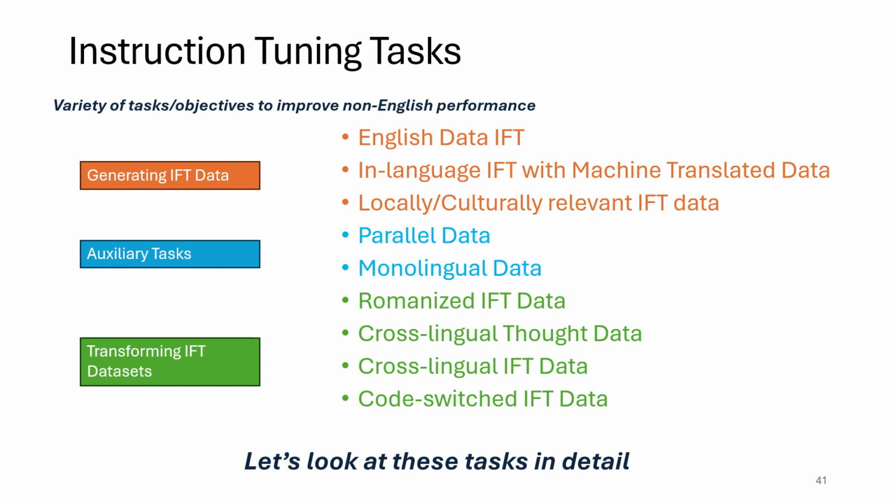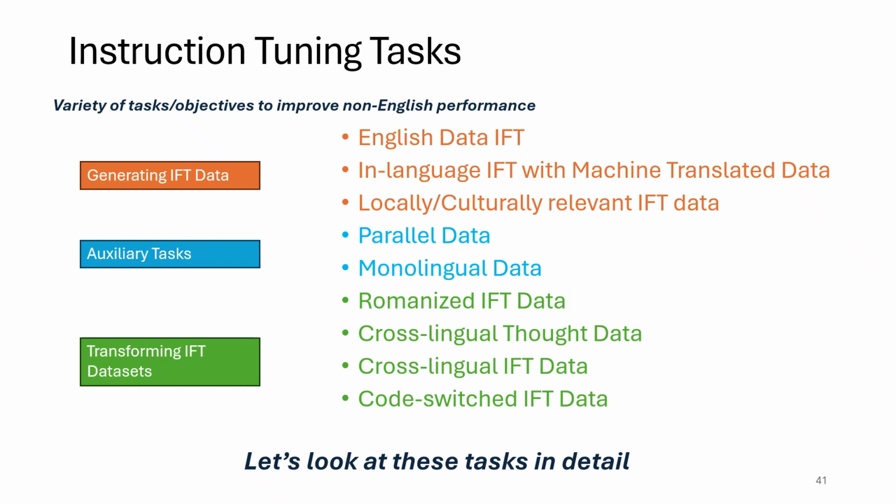How can we create culturally and locally relevant IFT data? How do we generate that kind of data? Of course, we have general IFT data, but then there are other auxiliary tasks which can help improve cross-lingual transfer. Parallel data translation as a task is useful. Monolingual data language modeling as a task is useful.